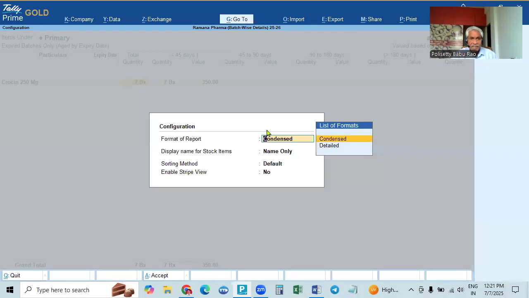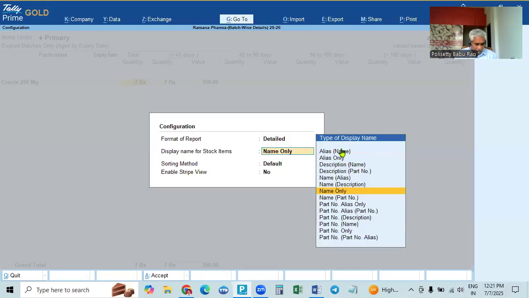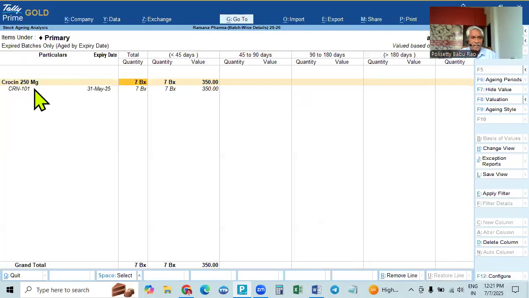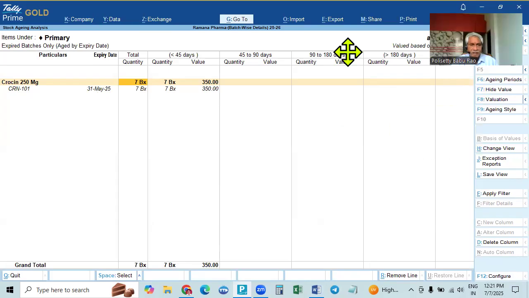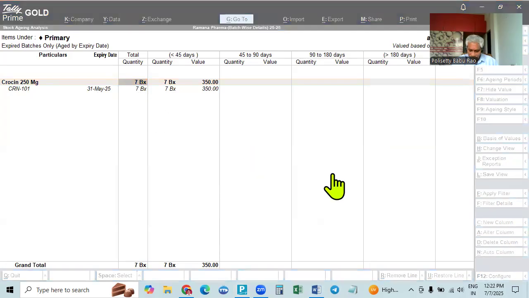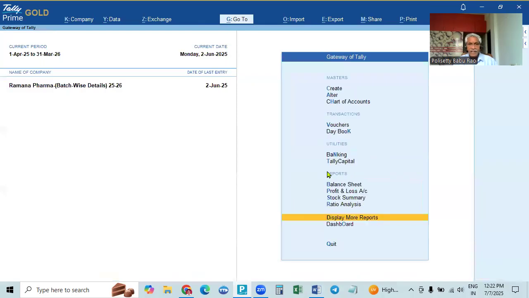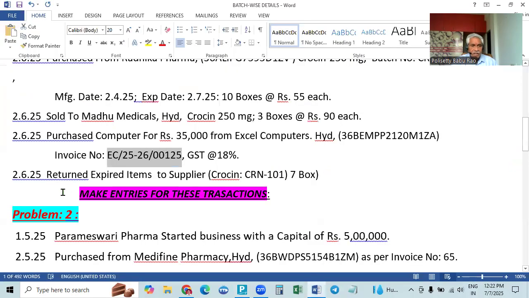Expiry date and batch number we require. For that, if you take F12, take detailed batch number and expiry date also. Item name, batch number, manufactured is not so important. So expiry date is given 31st May. We are seeing on 2nd June. So 31st May expired, so this is the only one it is showing. So that is the expired item. See, this is the 2nd June.